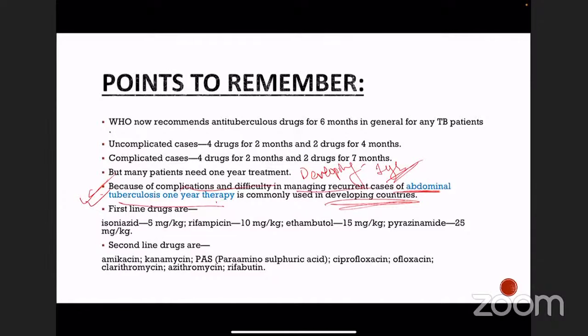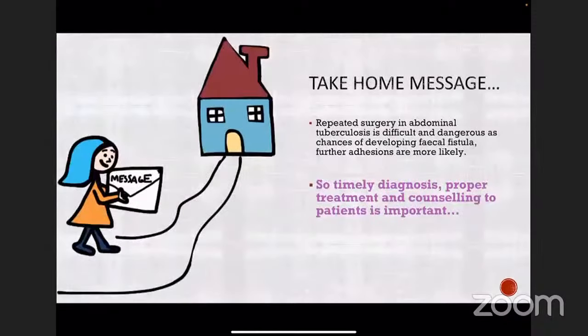Second line drugs are amikacin, kanamycin, para-aminosalicylic acid, ciprofloxacin, and ofloxacin. Another group is clarithromycin, azithromycin, and rifampicin. Right? So this is about the first line and second line drugs, and we have to remember that we have to give 1 year of treatment to all our patients, as we are in a developing country and more complications are seen around us. So this was the point to remember.